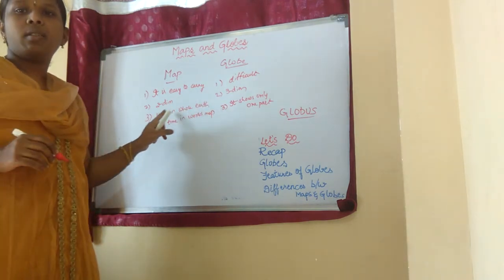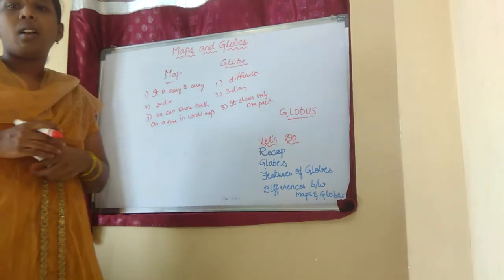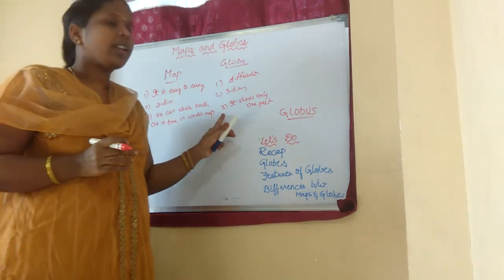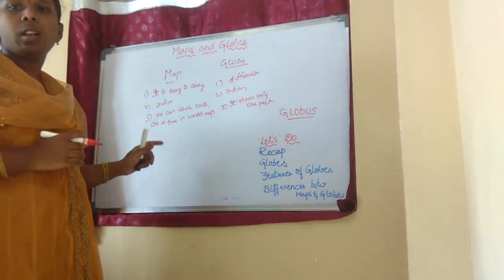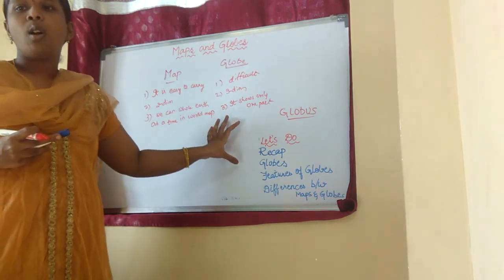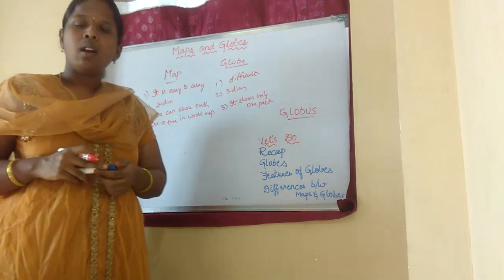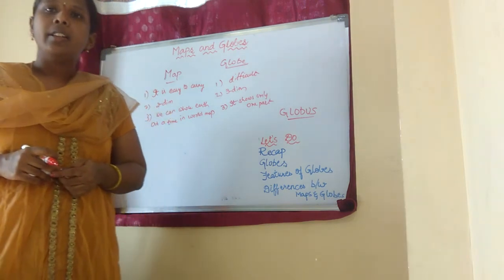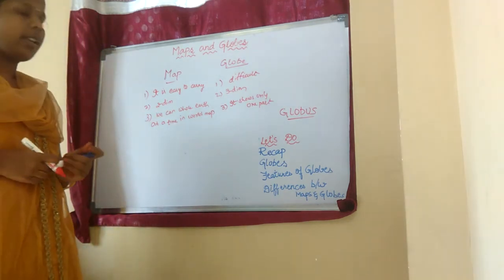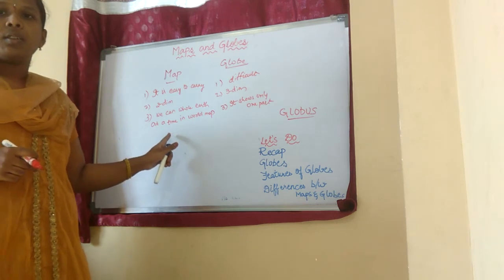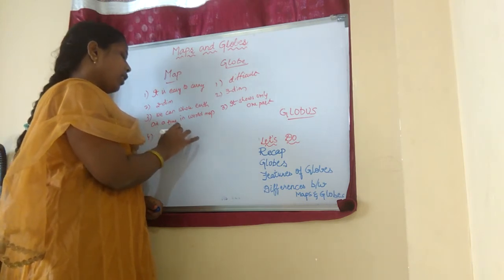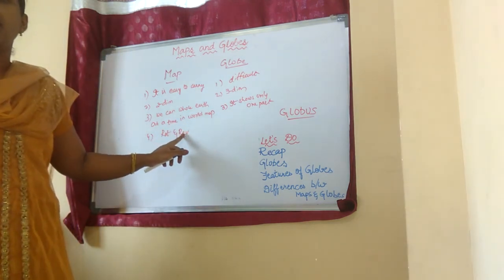Yeah children? A map is the drawing of a place on the earth on a flat surface. A globe is like a small model of the earth, which shows us how the earth looks. A globe is like the earth. A map is drawn on a flat surface, and it cannot be used to study rotation and revolution. So in this, we cannot study rotation and revolution.